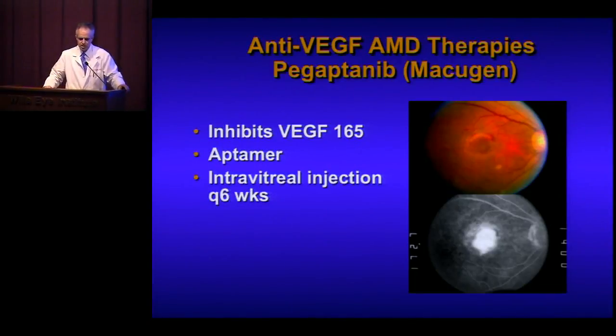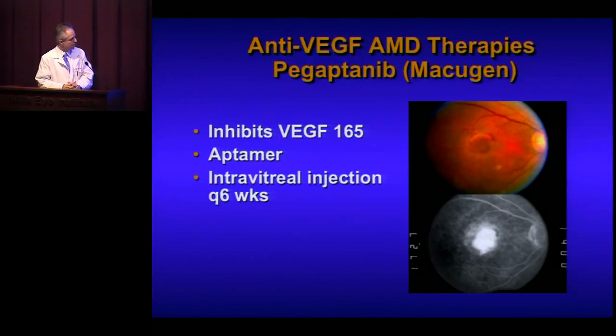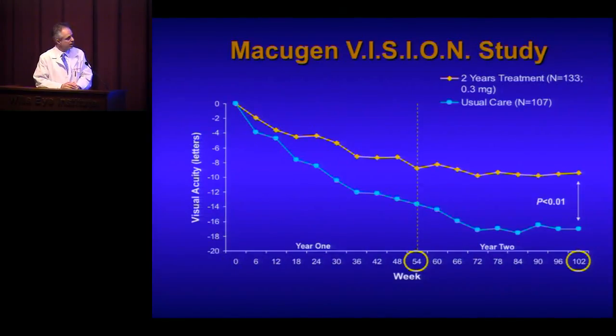So the first anti-VEGF agent to hit all of medicine was in ophthalmology, and that was Macugen, pegaptanib. That's an aptamer, which is an oligonucleotide, and it was a very specific inhibitor of one isoform of VEGF, the VEGF-165, which is the most dominant, most common bioactive isoform. It's injected intravitreally every 6 weeks on the clock. That's how we used it. We didn't use it very long.